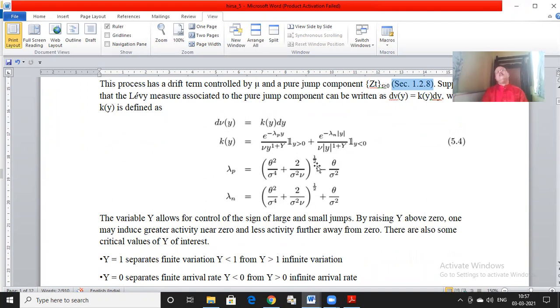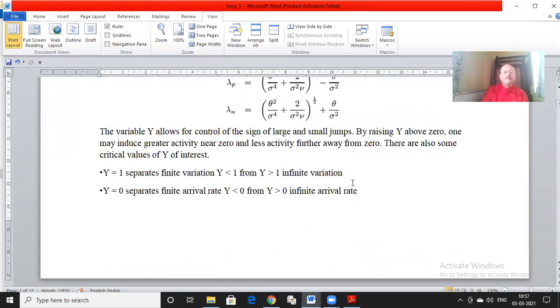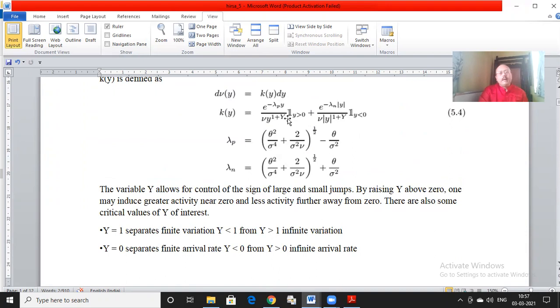But now I want to talk a little bit more about the parameter capital Y. This variable capital Y, which I can choose, allows for the control of the sign of our large and small jumps. So we are differentiating between large jumps and small jumps on the positive side and on the negative side, and how it can be controlled. If I raise Y above 0, if I make Y positive, we can induce greater activity near 0, because when Y is positive, both of these terms will go to 0 faster. So I induce more activity near 0 and less activity further away from 0.